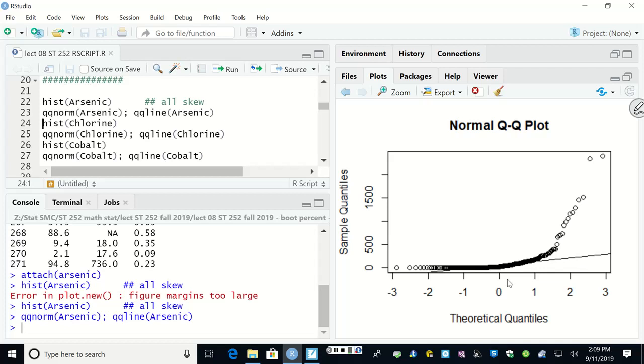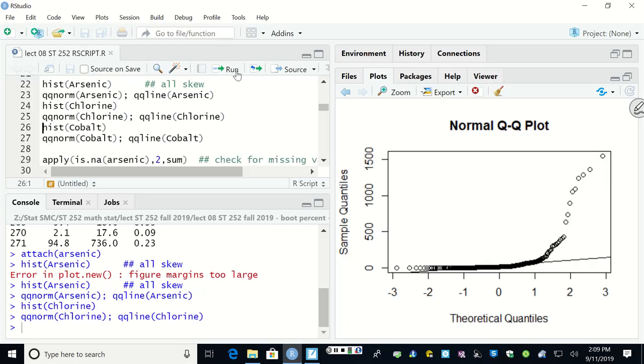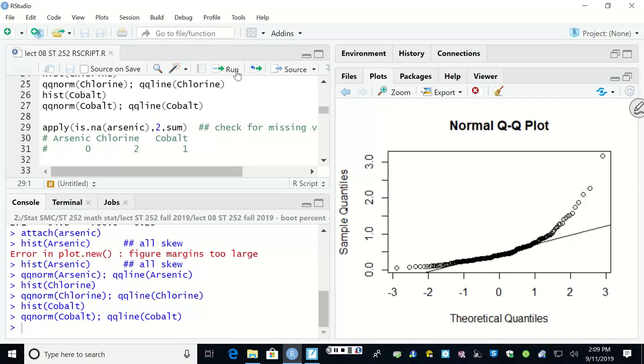And so if our data were more normal, this would be more straight. The relative spacings of a theoretical normal and actual data would be similar in scale, and so this would be straight. So this is just another one that shows that this is very non-normal. But we know that from the plot. How about chlorine? Yep, it's skewed. Not straight at all. Cobalt, still skewed. So these are all 3 skewed variables.